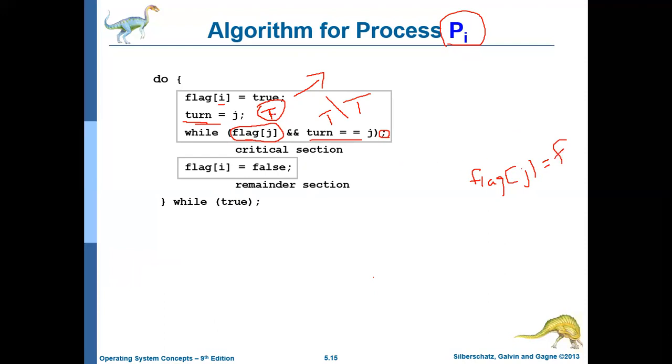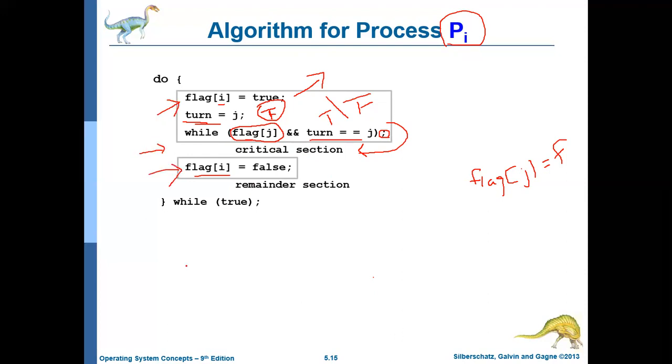So if flag of j is false, then automatically this condition will become false and true, and it will return false. So then the control will get into the critical section for the ith process. Now the ith process will execute its critical section, and after completing it, the ith process will set flag of i equal to false. That is, no more I need the critical section. Now if j wants, then it can execute its critical section. So this is the entry section, this is the actual critical section, and this is the exit section.